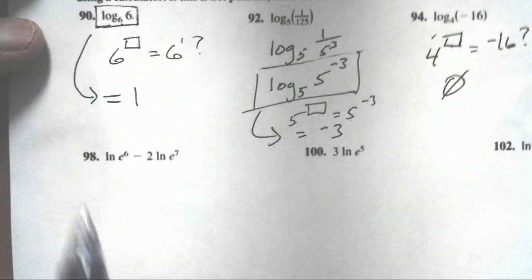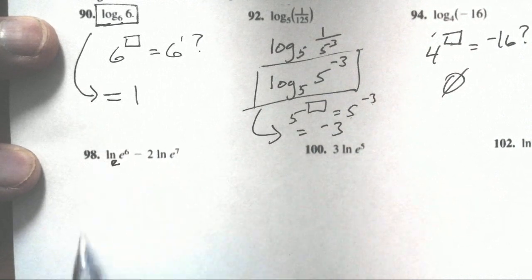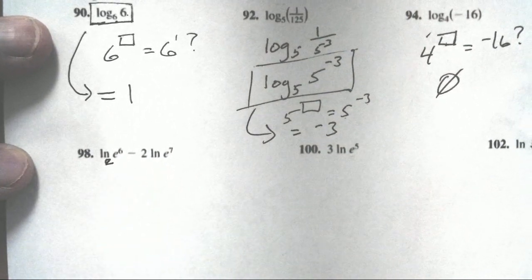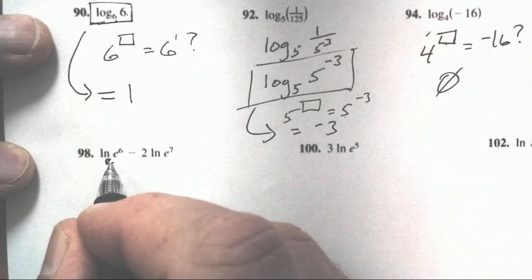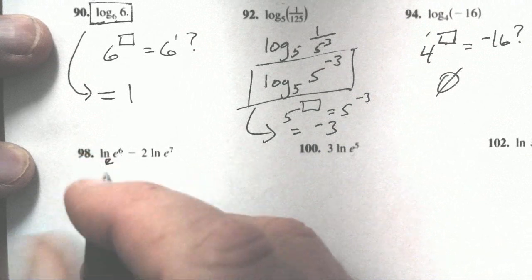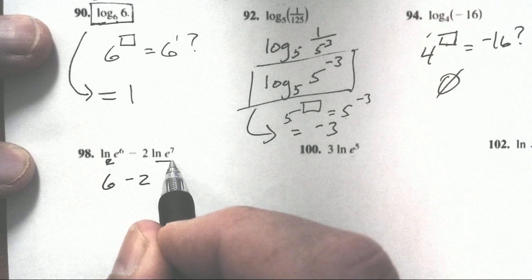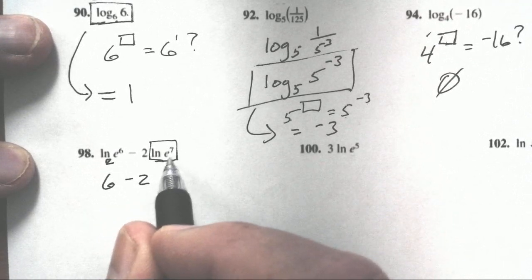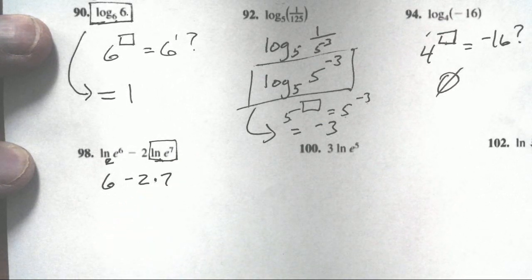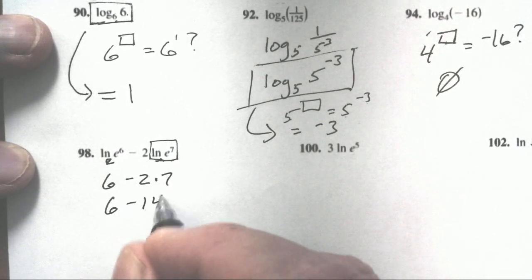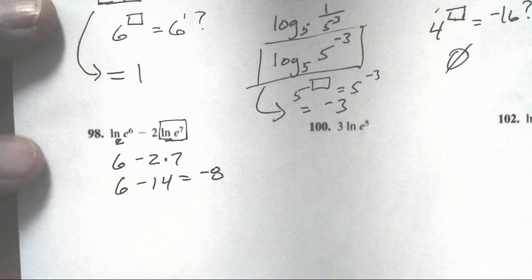Okay, this is asking what's the exponent, ln, that's base e. This is insulting once we really understand logarithms. This is the exponent that turns e into e to the 6th. What exponent would make e be e to the 6th? 6. Minus 2 times the exponent that would turn e into e to the 7th. What exponent turns e into e to the 7th? 7. Or I get 6 minus 14, negative 8.